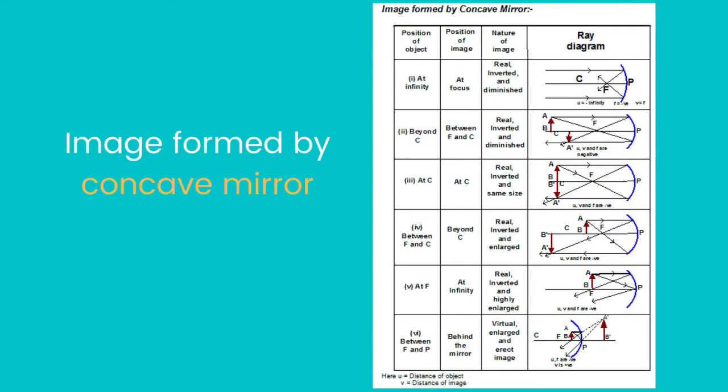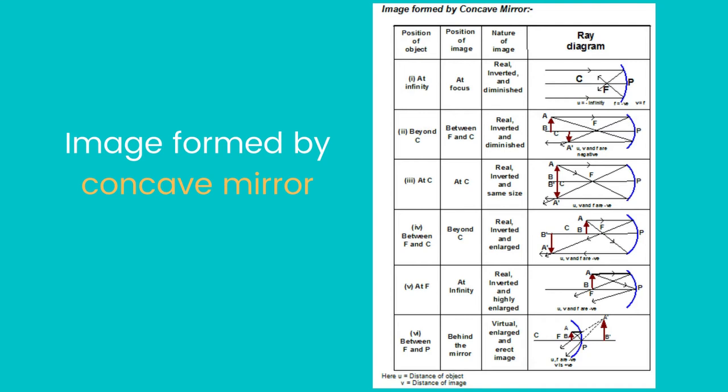As you can see, the table on the right-hand side shows the image formed by a concave mirror. Number 1. If the object is at infinity, then the image will be formed at the focal point. The characteristic of the image is real, inverted, and diminished. Number 2. If the object is beyond C, then the image will be formed between F and C. The characteristic of the image is real, inverted, and diminished.